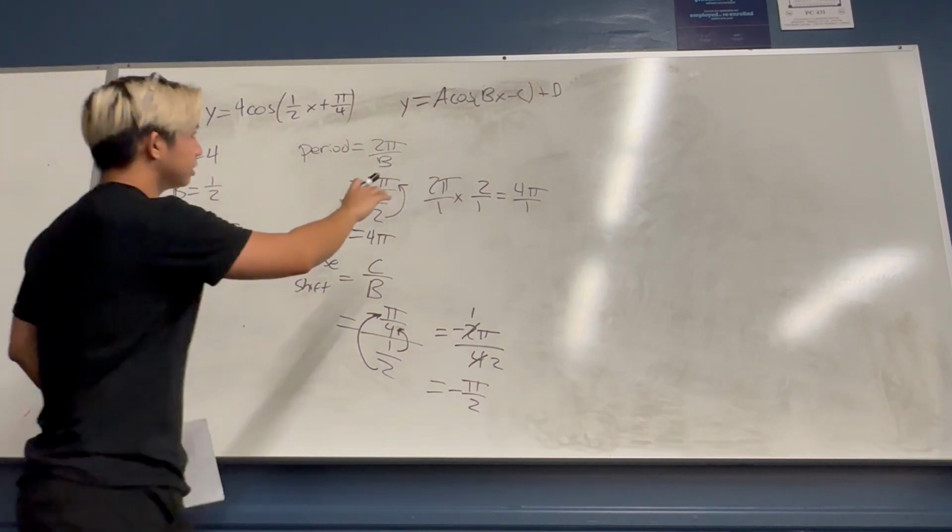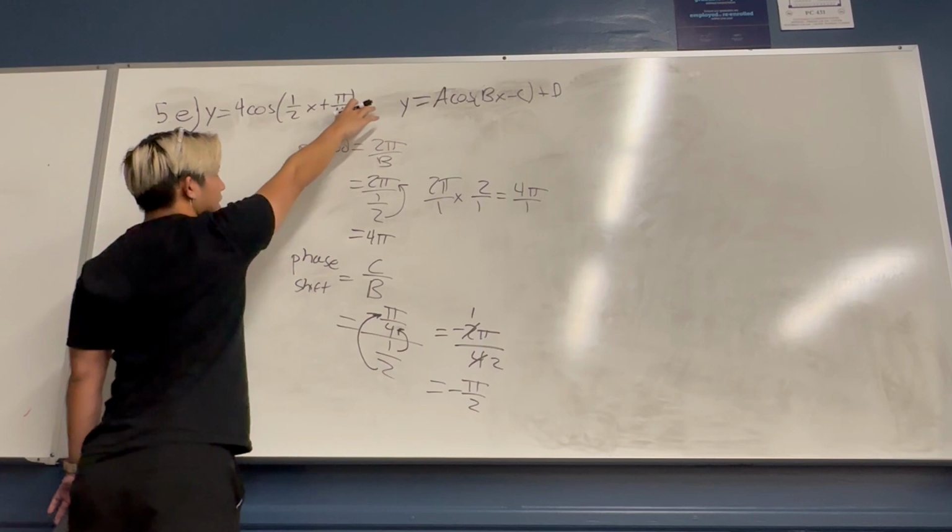Now, do we have a d here? If we look at the original formula, do we have a d? Do we have a number outside of here? No, right?